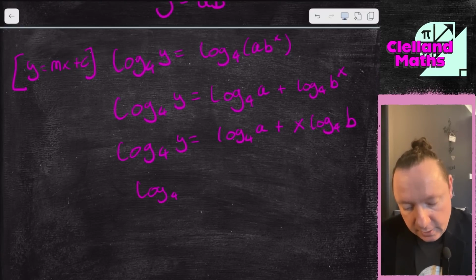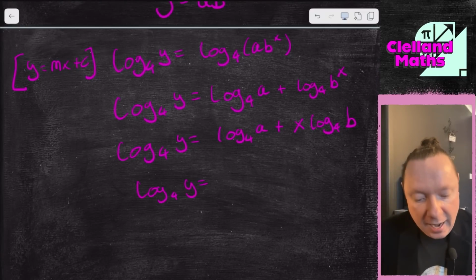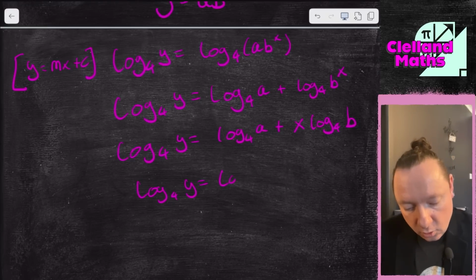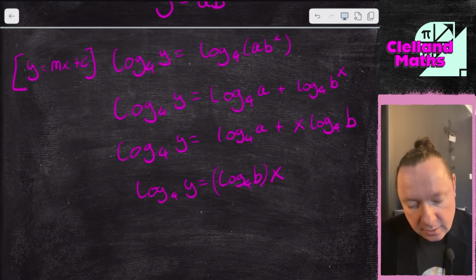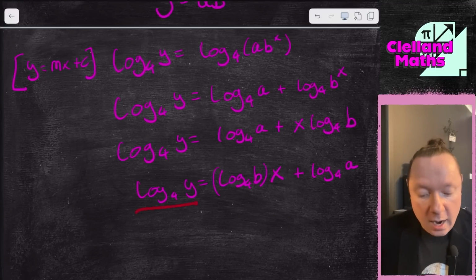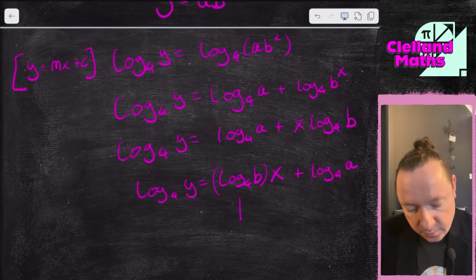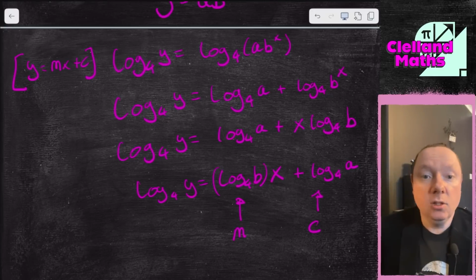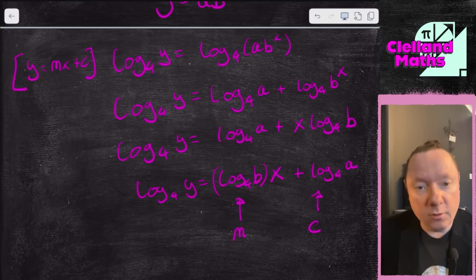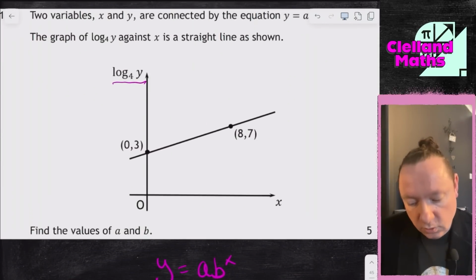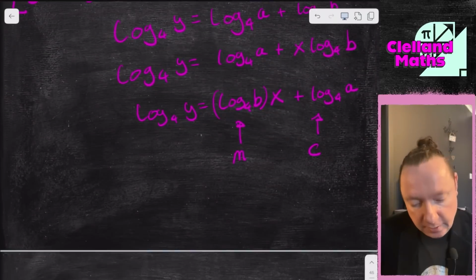This is my y, equals, well, I want something times x, log base 4 of b, I'll just put that in brackets, times x, plus log base 4 of a. So now I've got it in the form of kind of y equals mx plus c. So that means that this bit here is my gradient and this bit here is my y-intercept. So let's see if I can find the gradient and y-intercept from the question. Well, first of all, it says 0, 3 is the y-intercept.